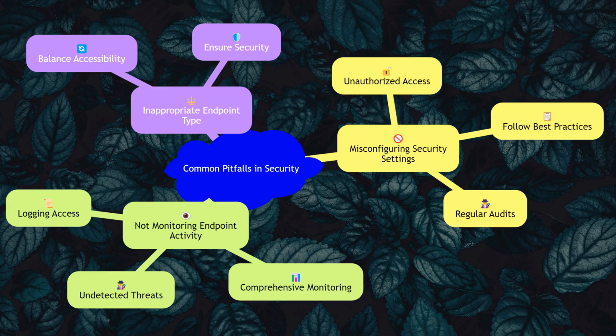One common pitfall is misconfiguring security settings, which can expose resources to unauthorized access. To avoid this, always follow Azure's security best practices and regularly audit your configurations. Another pitfall is not monitoring endpoint activity, which can lead to undetected threats. Implement comprehensive monitoring and logging to keep track of access and potential security incidents. Lastly, ensure that you are using the appropriate type of endpoint for your use case to balance accessibility and security.